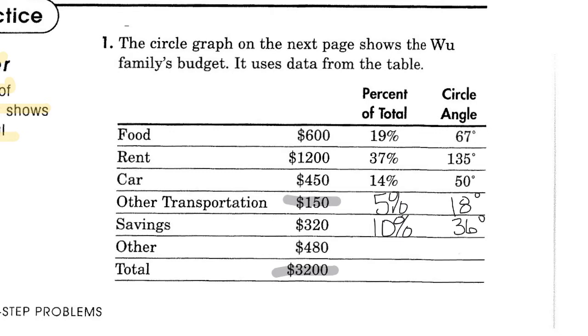If I take my other, which is 480, divided by 3,200, I get a decimal of 0.15. If I change that to a percent, it becomes 15%. And then if I multiply my 15% times 360, I get 54 degrees. So finish filling out that chart before going on to the next page.